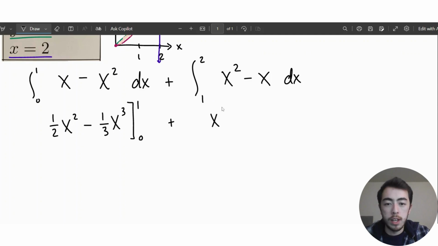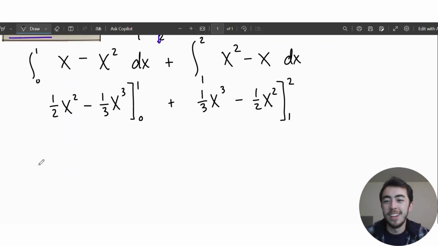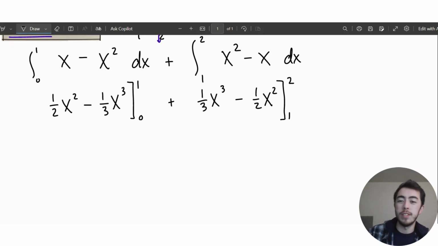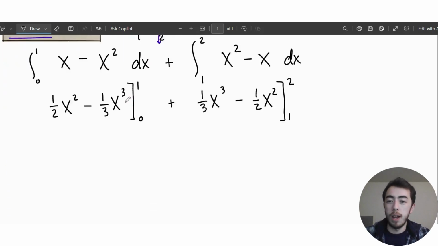Using the same power rule, I get x cubed divided by 3, and then minus x squared divided by 2. And again, I need to evaluate it at those bounds from 1 to 2. And the idea here, this is actually coming from the fundamental theorem of calculus, kind of the basis of learning calculus in general, especially the integral part of it, is that now that I've found these antiderivatives, I'm allowed to plug in the top number and subtract the value that I get from plugging in the bottom number. And this is the same as these areas on the graph.